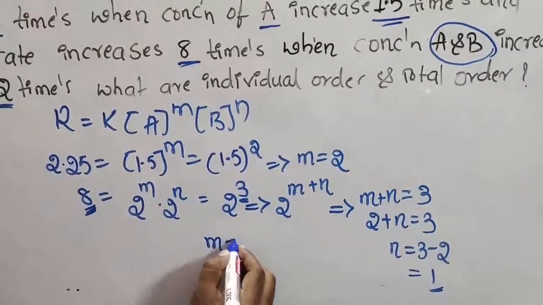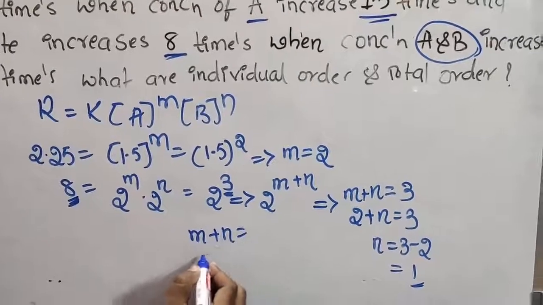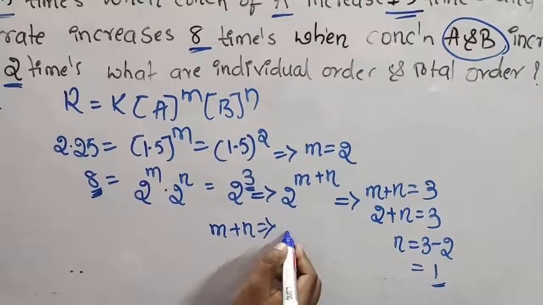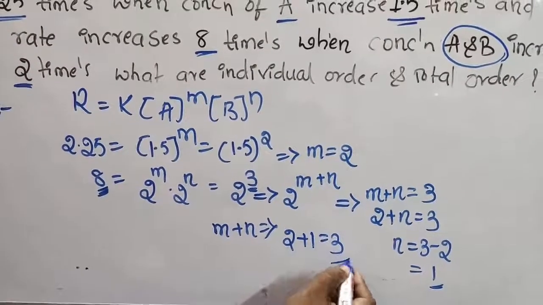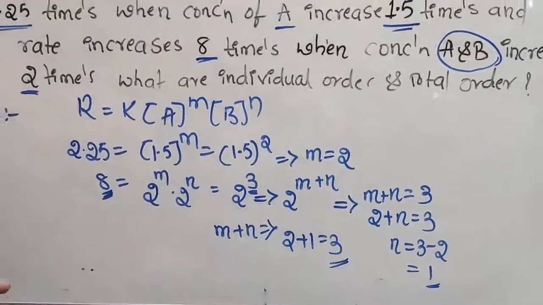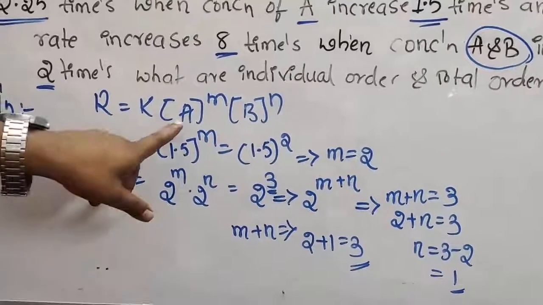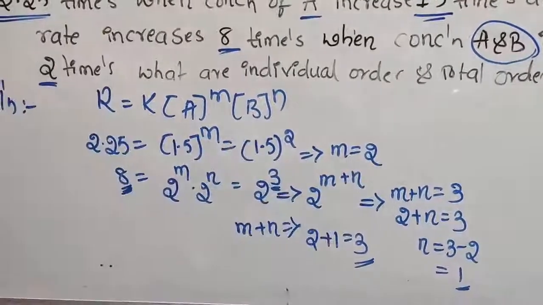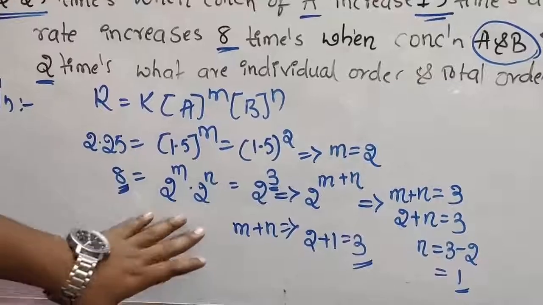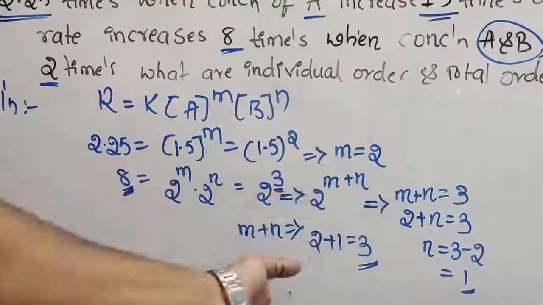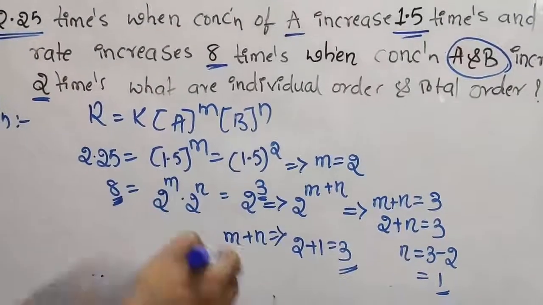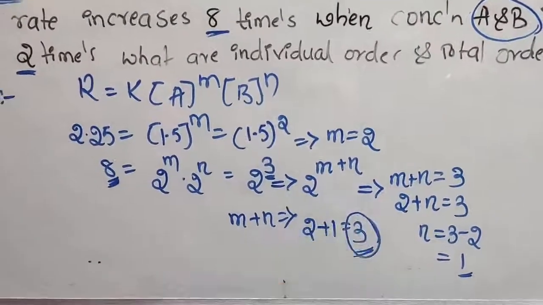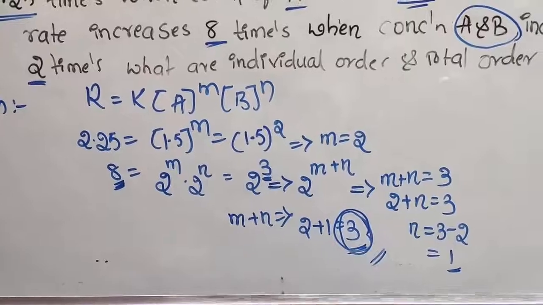So m plus n equal to 2 plus 1 equal to 3. So total order is 3. Order with respect to A is 2. Sorry, order with respect to B is 1. So total order is 3. Here it is the right answer.